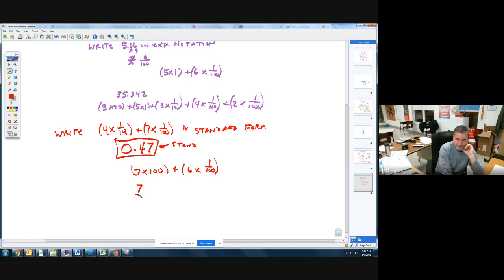So in order for that to happen, we have to have something in the tenths place and something in the units place. Then we have our decimal. The 6 is in the hundredths place, so I'm missing something in the tenths place. So my 6 would have to go there. Remember, you have to fill in these empty spaces with zeros. So 7 in the hundreds place plus 6 in the hundredths place would end up being this number in standard form.